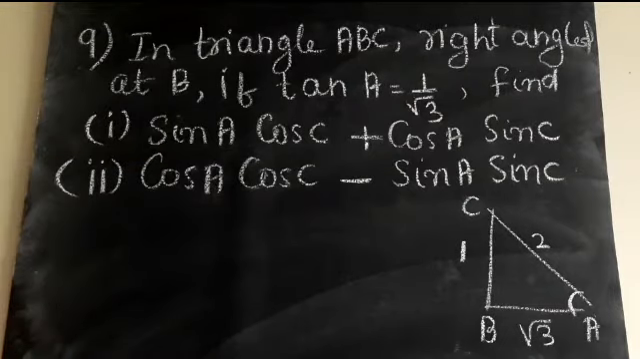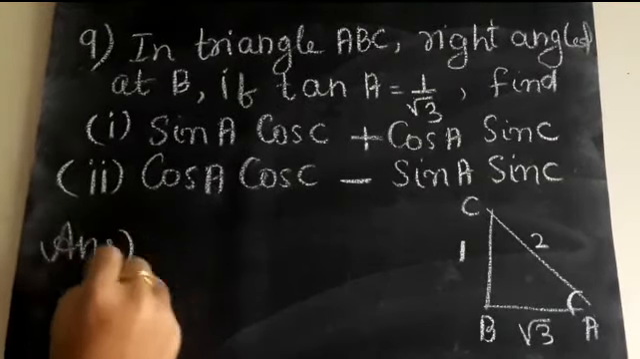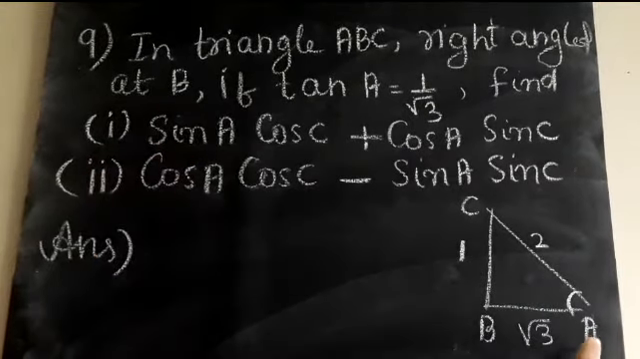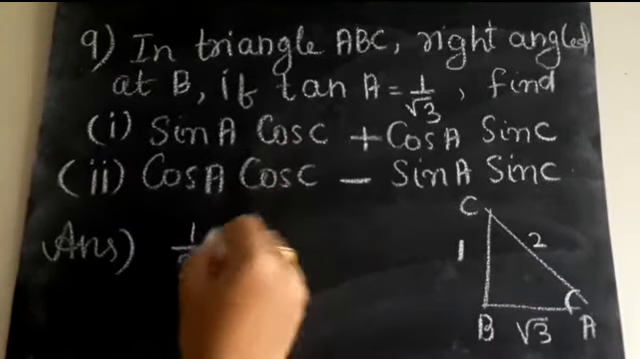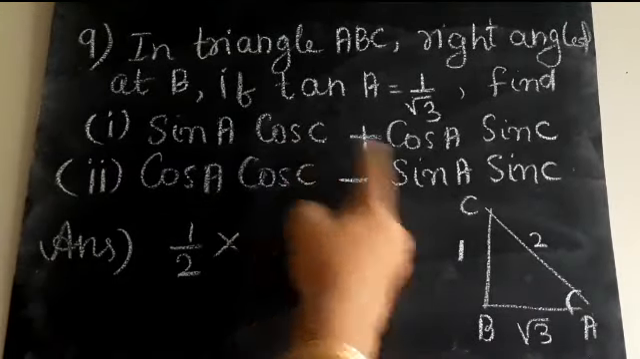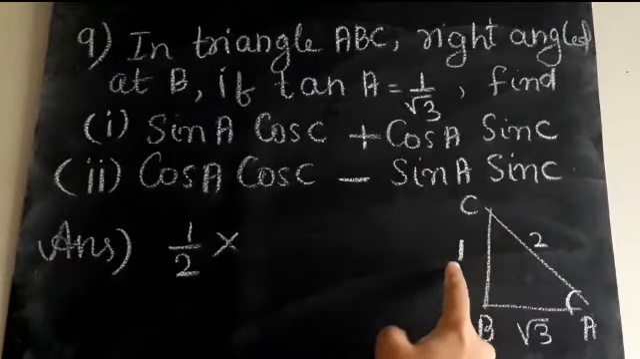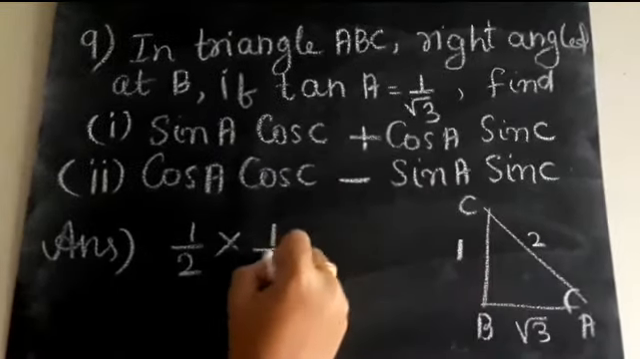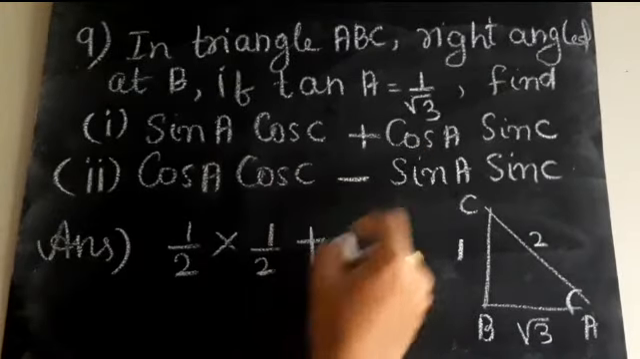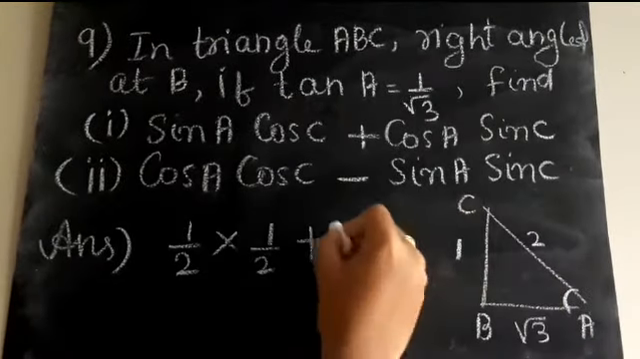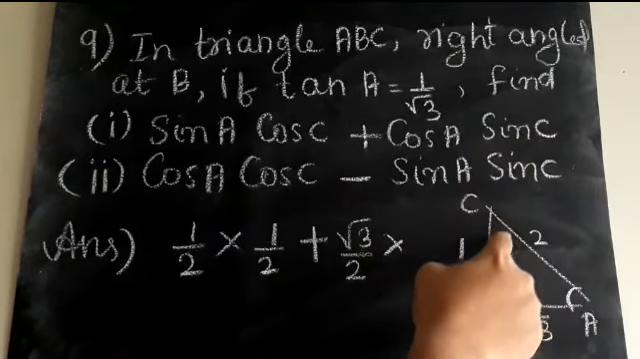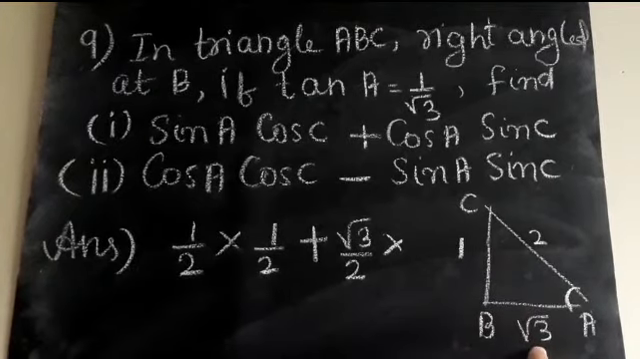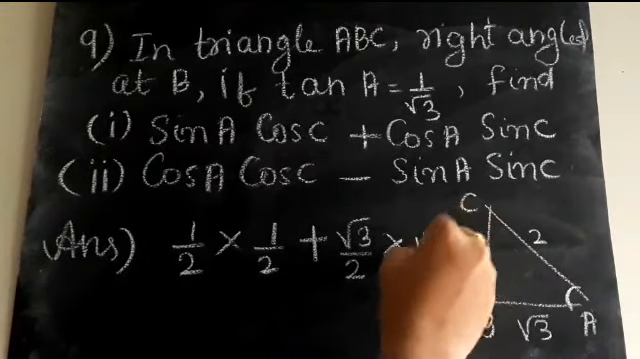First one, what is that? Sin A cos C. Sin A, what is sin A? Opposite side by hypotenuse. So 1 by 2 into cos C. Cos C meaning you should take the angle C. According to angle C, cos meaning adjacent side by hypotenuse. So it becomes 1 by 2. After that, plus the next one, cos A, angle A. Cos meaning adjacent side by hypotenuse. So root 3 by 2 into sin C. Sin C meaning you should take the angle C, opposite side by hypotenuse. So that is root 3 by 2.